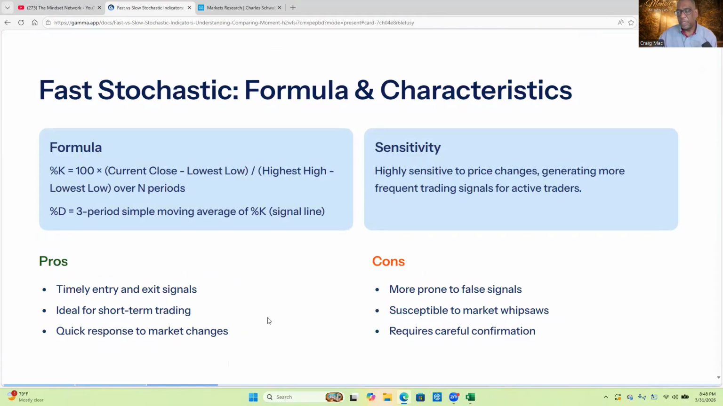For those of you that are into crunching numbers, here's the formula for the fast stochastic indicator. The pros: timely, gives you early heads up to entry points and exit points, ideal for short-term traders. So those of you that are interested in going into options trading, you might want to set up your indicator on your platform to use the fast stochastic as opposed to the slow stochastic, okay? It keeps track of quick market changes. Cons: more prone to false signals, susceptible to market whipsaws, and requires full confirmation.